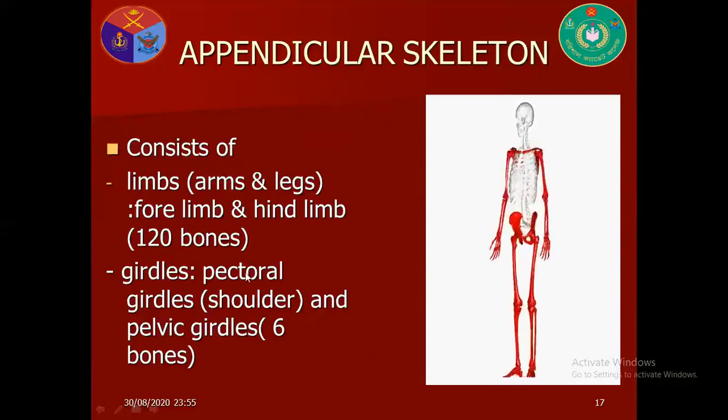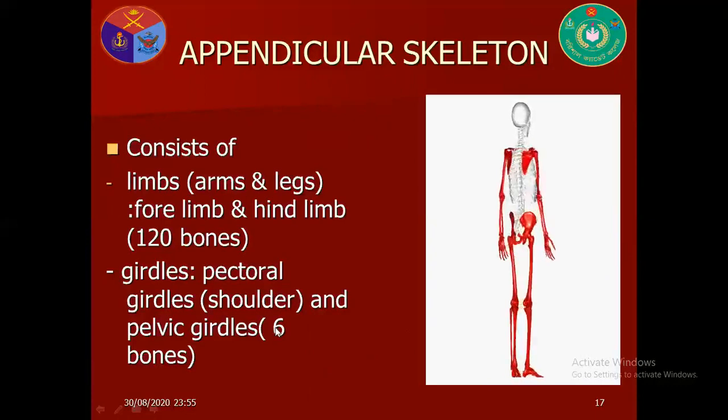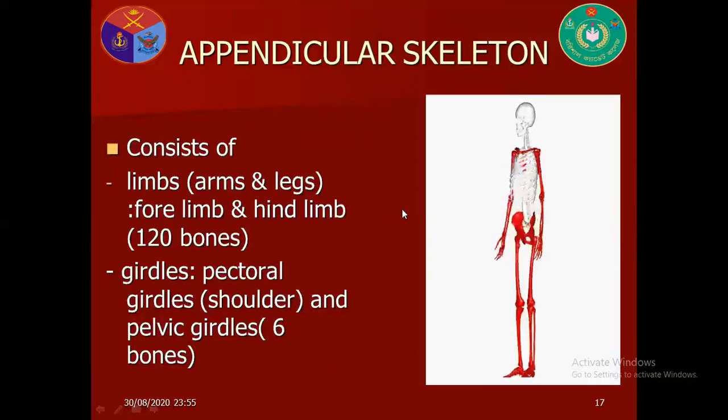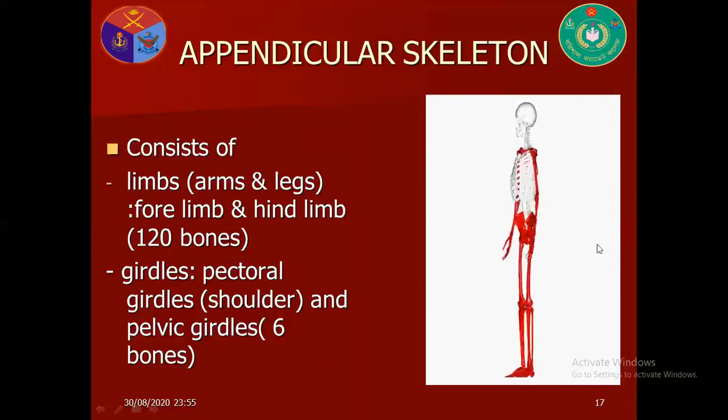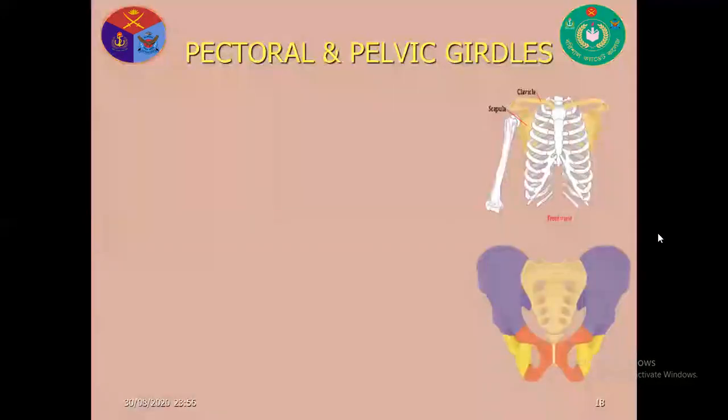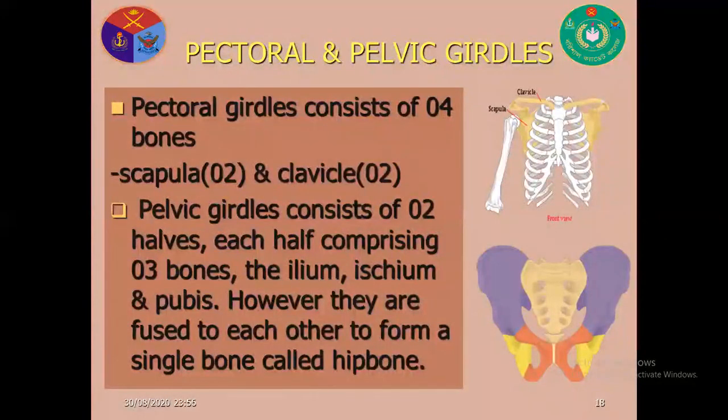So the total of the pectoral girdle and pelvic girdle is 6 bones, because the pectoral girdle consists of 4 bones and the pelvic girdle consists of 2 bones. Look at the pectoral girdle: this is the scapula and this is the clavicle. In males the clavicle is called the collarbone, but in females it is called the beauty bone. So its number is 4. This is the hip bone, this is 1 bone and this is 1 bone, so its number is 2.